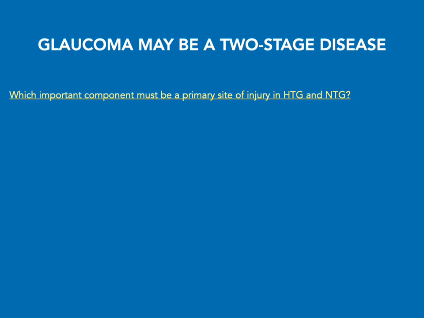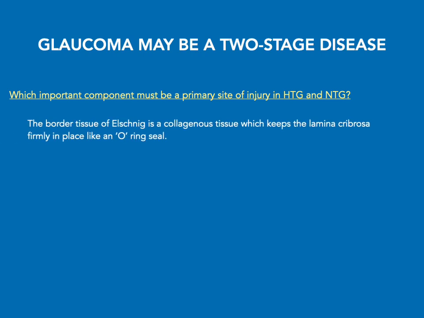Which important component must be a primary site of injury in HTG and NTG? The border tissue of Elschnig is a collagenous tissue which keeps the lamina cribrosa firmly in place like an O-ring seal. The ciliary circulation supplying the border tissue and IOP are opposing forces.